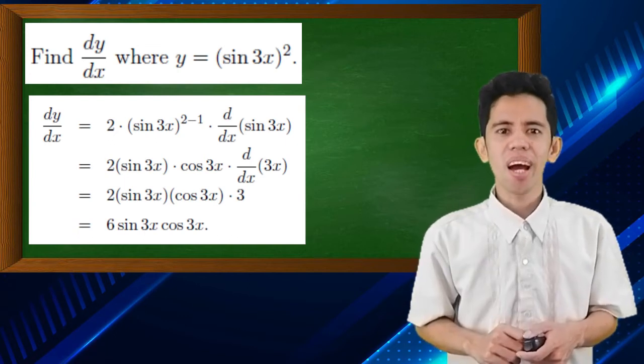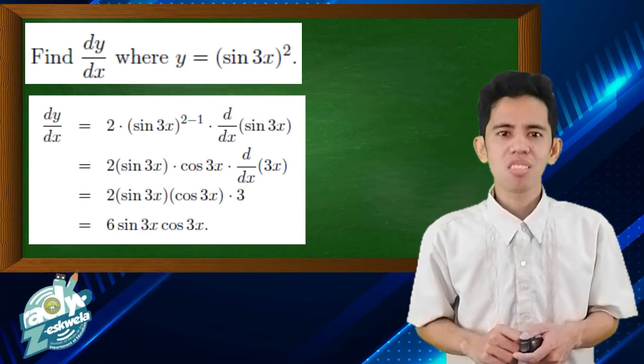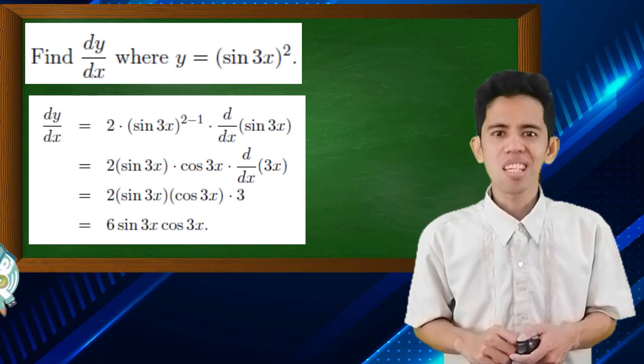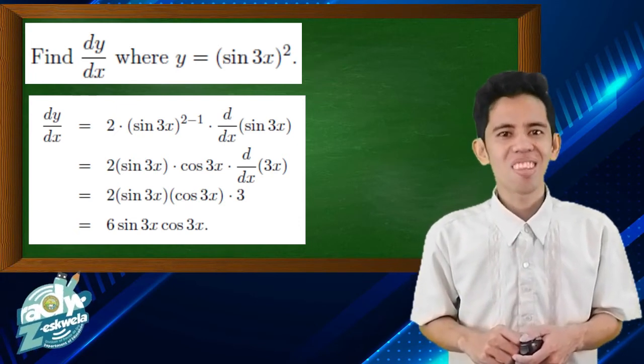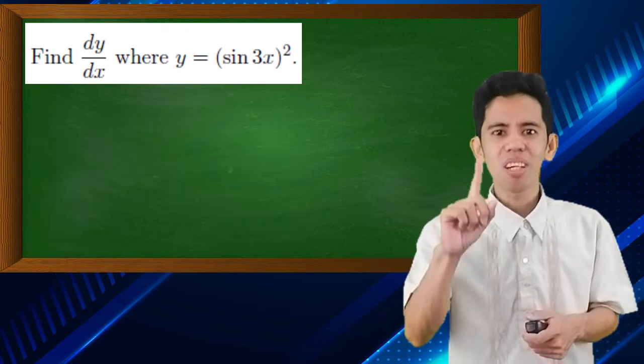Simplify, and we have 2 times sine 3x times cos 3x times 3. And we come up with 6 sine 3x cos 3x. Wow! You're doing good. Let's have another one.